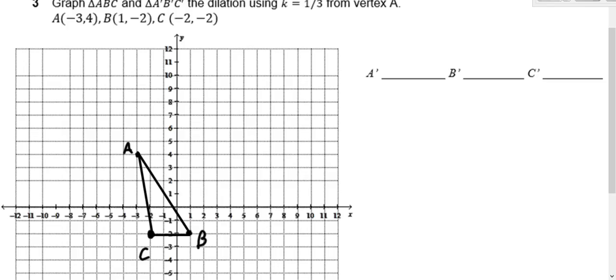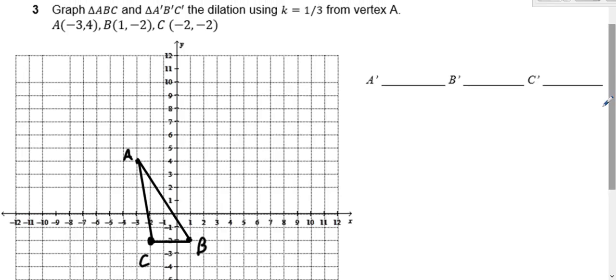The easiest way to figure that out is just to count from vertex A how far you'd have to go to get to one of the other vertices. So go from A to C. It goes down 1, 2, 3, 4, 5, 6, and over 1. It goes down 6 and over 1. You have to do 1/3 of that. So you multiply by 1/3 or divide by 3 to both of those numbers.